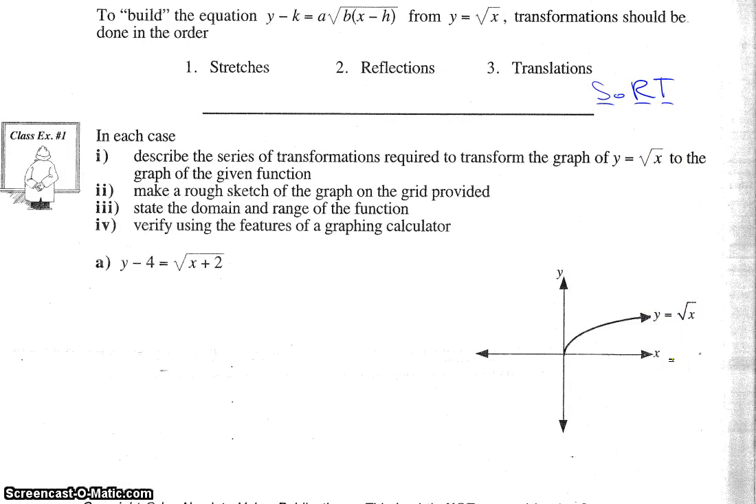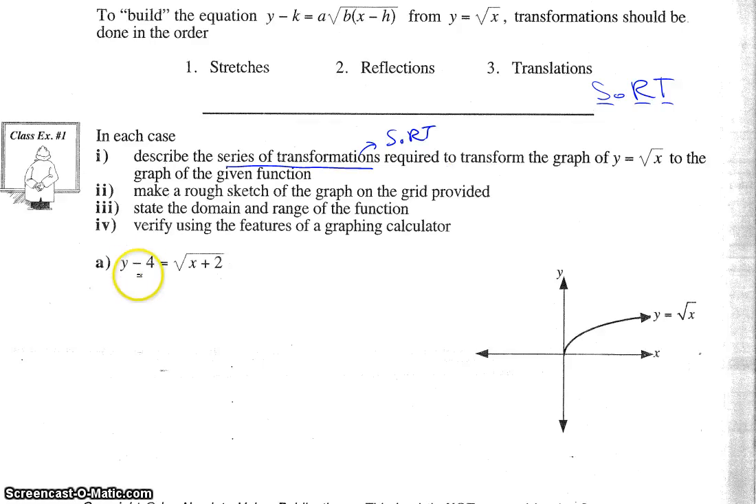Okay, in each case, so there's 4 parts to this, I believe. Our first one is this equation, y minus 4 equals the root of x plus 2. We are going to describe the series of transformations, and when you do that, you have to do it in the order of stretch, reflect, translate to get this given graph. So let's take a look at the transformations.